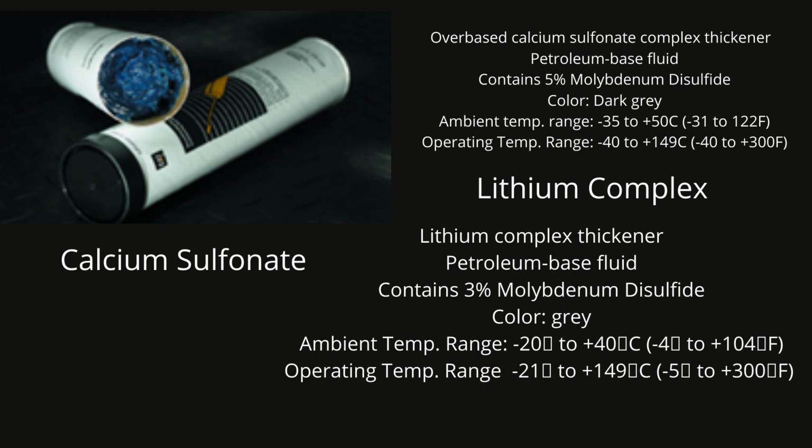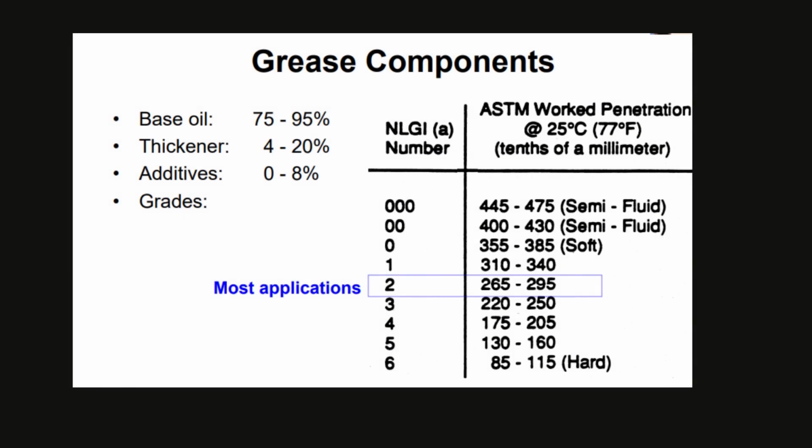Then in lubricants, grease is also there. It's referred to as a semi-lubricant. Calcium sulfonate and lithium complex are added in the grease. So its properties are mentioned in this chart. Grease components: base oil 75 to 90%, and they will add thickener 4 to 20%, and additives 8% in the grease.